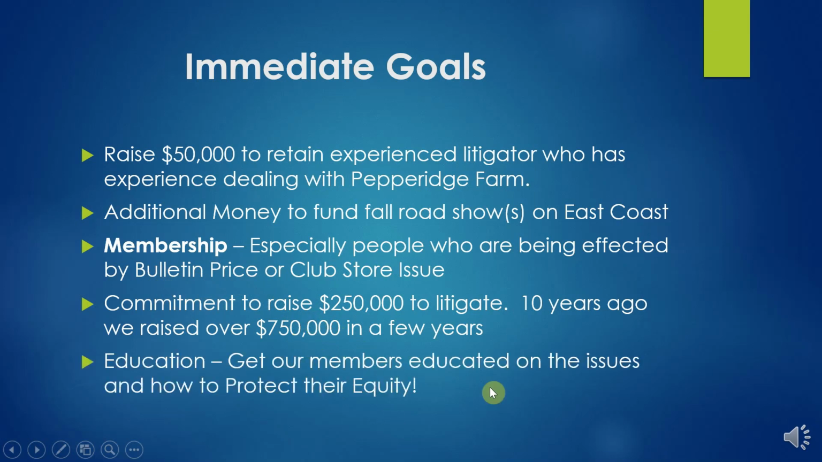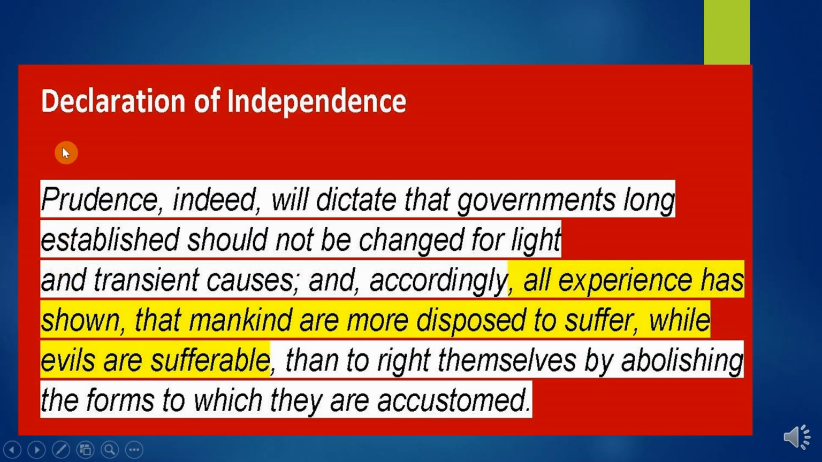So let's go ahead here. And I already mentioned, we need to get the education. People need to care about what their contract says. They need to be able to explain their contract. And most importantly, how to protect their equity. I'm going to close with this. This is a quote from the Declaration of Independence. Prudence indeed will dictate that governments long established should not be changed for light and transient causes, and accordingly all experience has shown that mankind are more disposed to suffer while evils are sufferable than to right themselves by abolishing the forms to which they are accustomed.